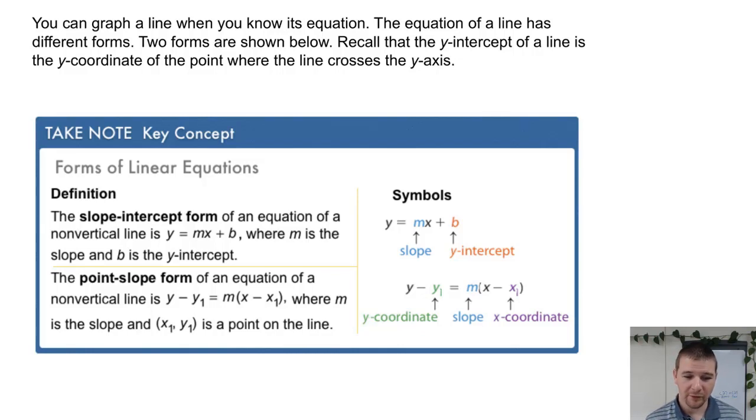The point-slope form of an equation of a non-vertical line is y - y1 = m(x - x1), where m is the slope, similar to above, and x1, y1 are the coordinates of a point on the line, any point on the line.